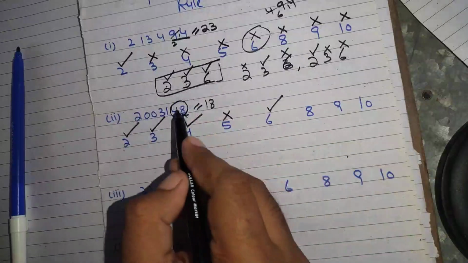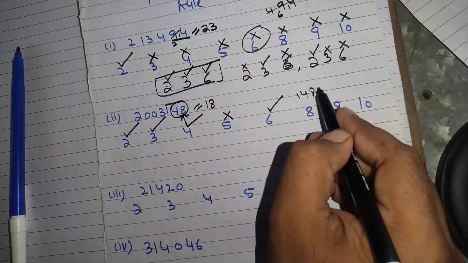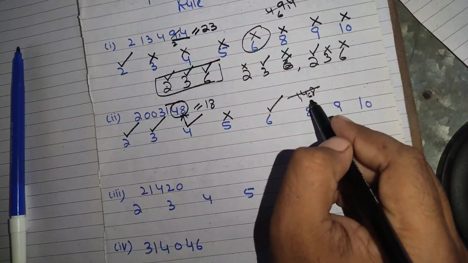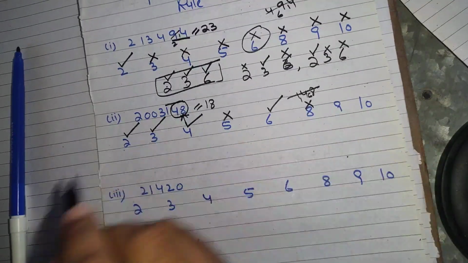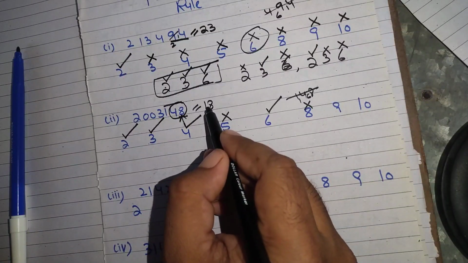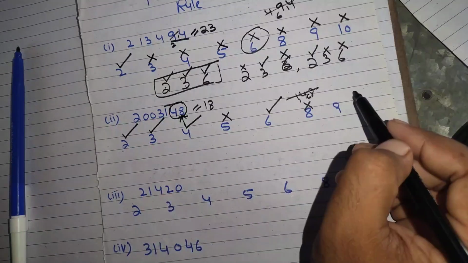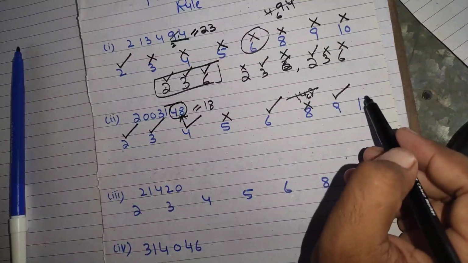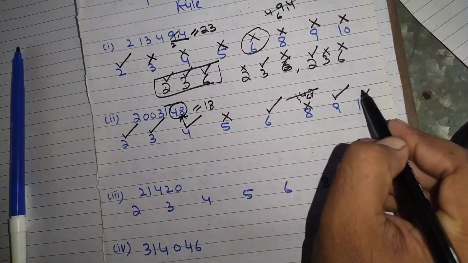For 8 we take three digits, 2 4 8. We check: 8 8s are 64, so it is not perfect, we put the cross. For 9 we again add all the digits: 2 4 8 gives 14. 14 is not divisible by 9, so we put the cross. For 10, 0 is not present in the last digit, so we put the cross.